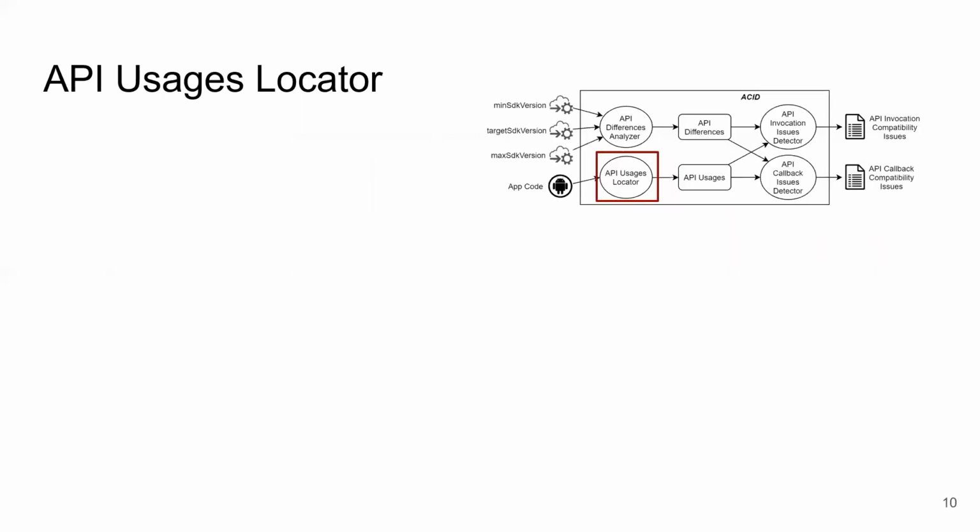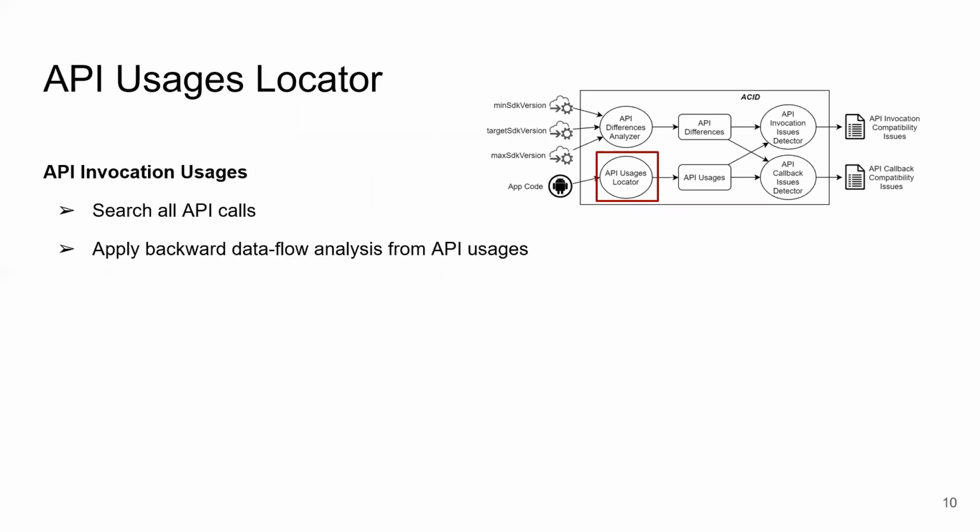API Usage Locator takes the app code as input and outputs all API invocation and callback usages within the app. To collect API invocation usages, it searches the API method invocations using a self-built miniature lexer and parser for Android source code. Then it applies a backward data flow analysis from API usages to extract the types of the parameters used in the method invocation and the return type of that method.